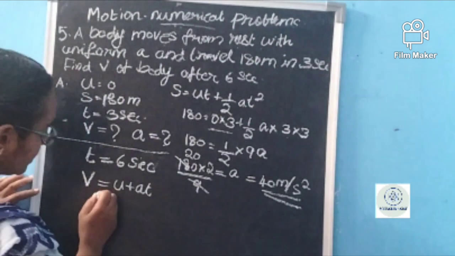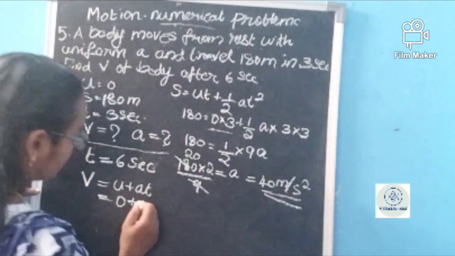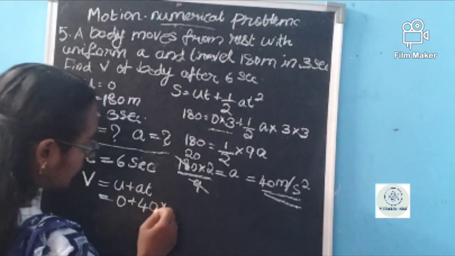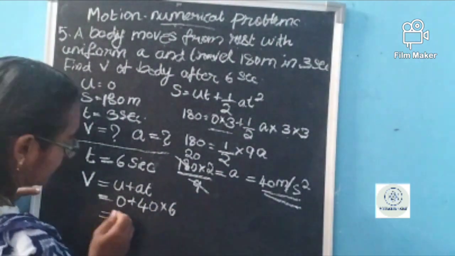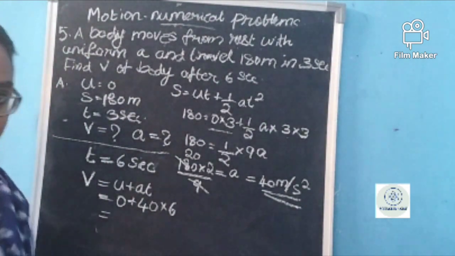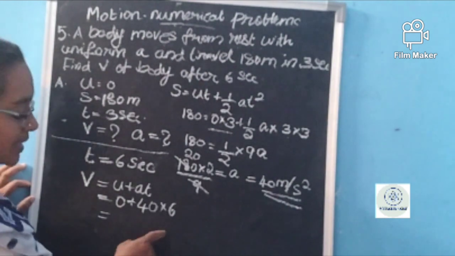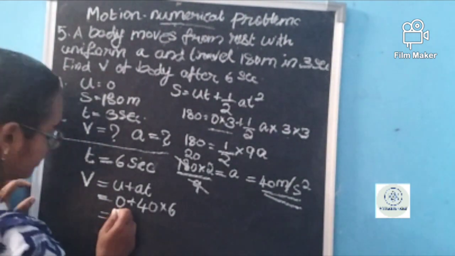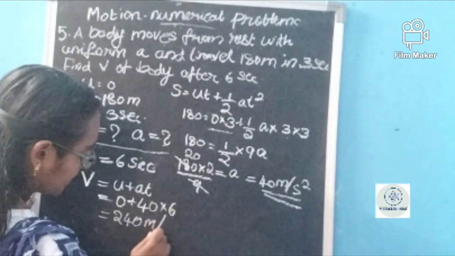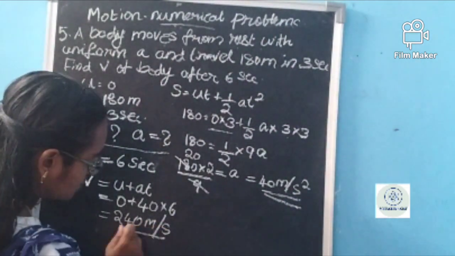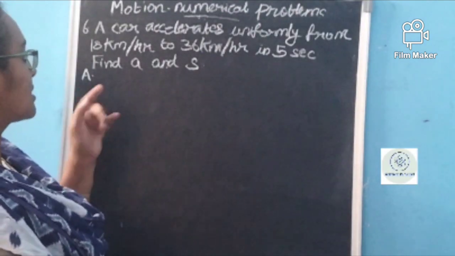That's equal to, what is u? 0. Plus what is a? 40. Into what is t? t is 6. 40 into 6 is what? 6 ones are 6, 6 fours are 24, so 240 meter per second is the final velocity. Ready with the 6th problem.